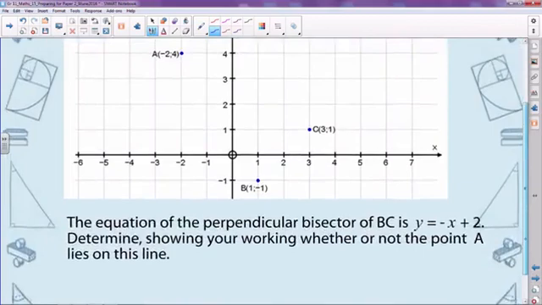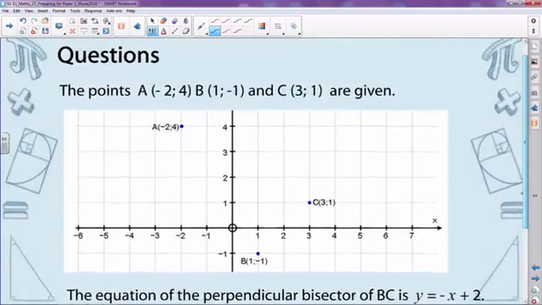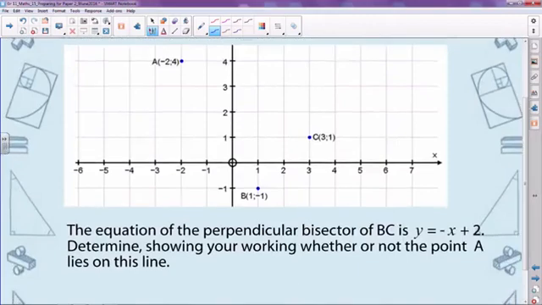All right. Now, the last question says, the equation of a perpendicular bisector of BC is y equals minus x plus 2. Determine, showing your working, whether or not point A lies on this line. Okay, so this is BC. The perpendicular bisector is the one that's going to divide BC into two equal halves. So that line will be coming like this, cutting in the middle, right at the midpoint.